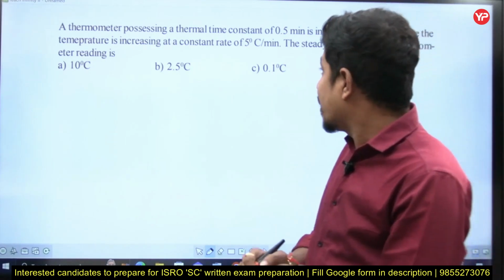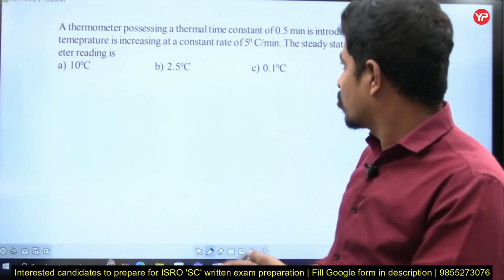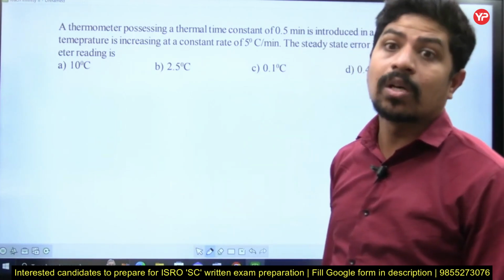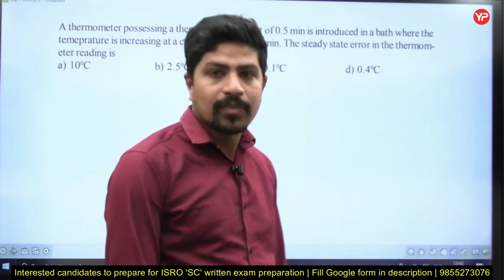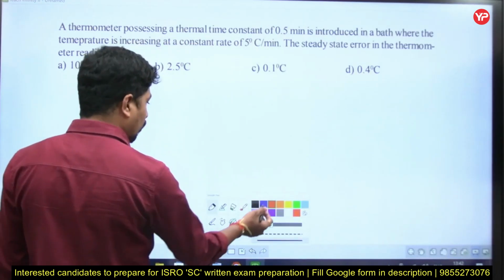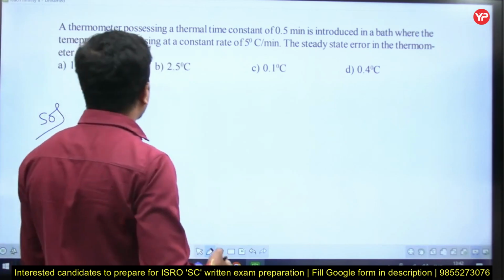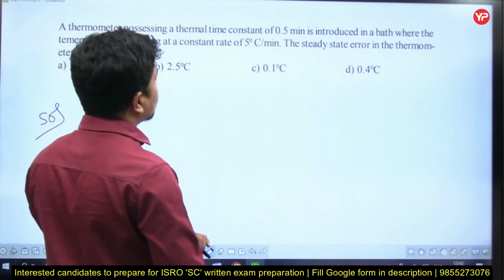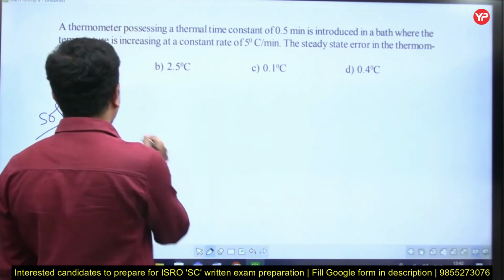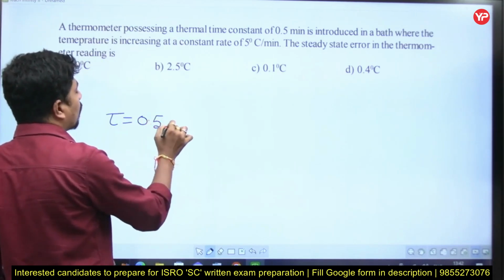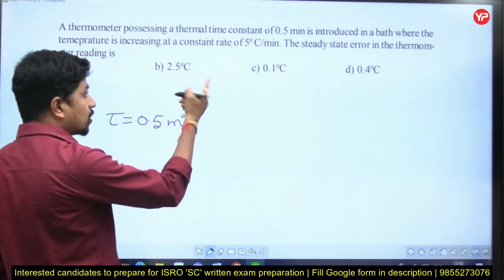But here, if you feel that this question is not of control systems, this question falls under control systems. How are we going to solve it? Let us see. Observe carefully here. It says that a thermometer possessing a thermal time constant of 0.5 minute. So tau is equal to 0.5 minutes, not seconds, it is minutes please.